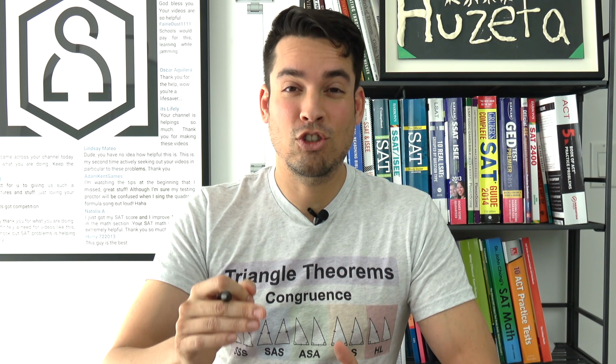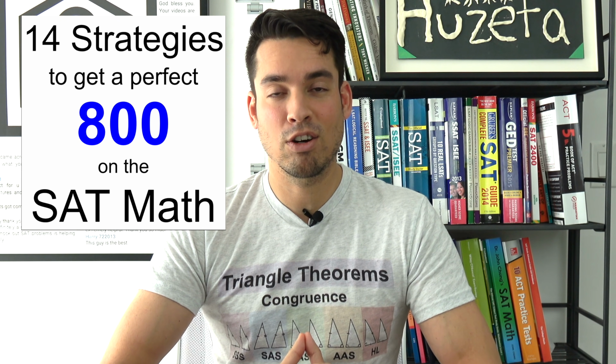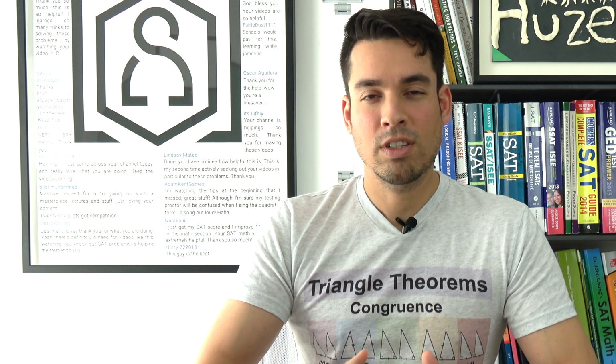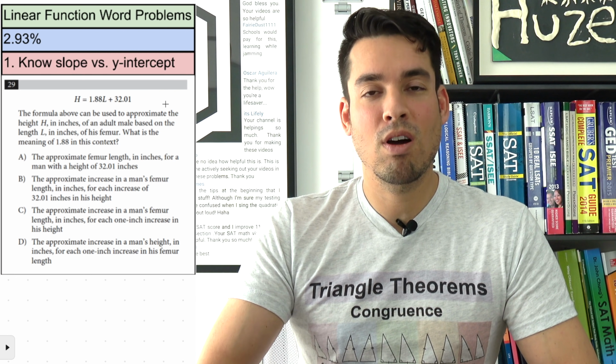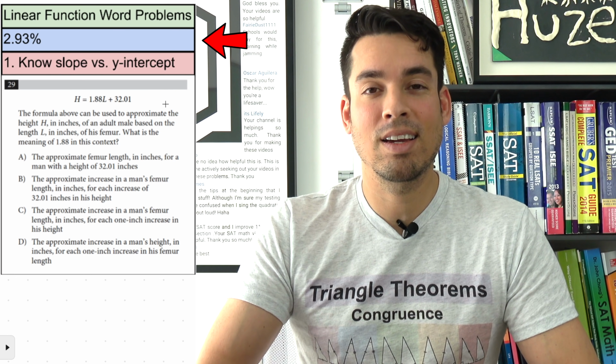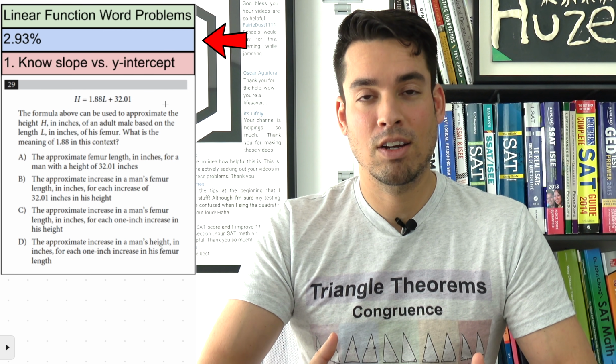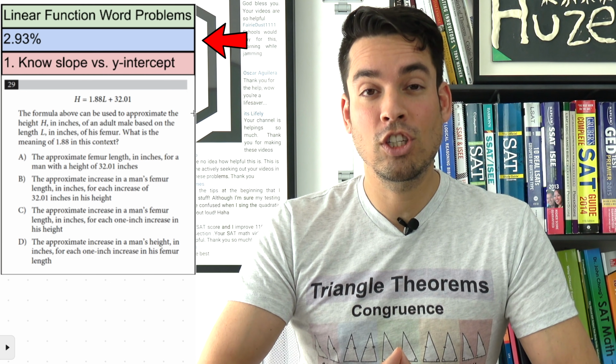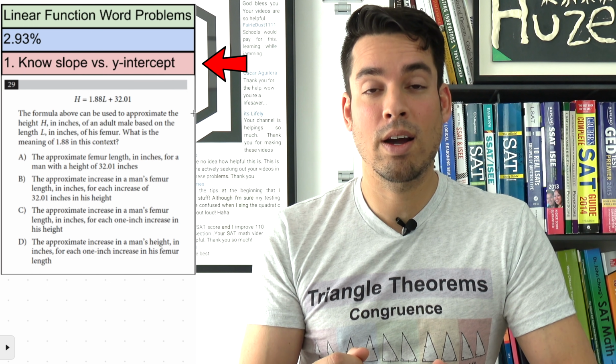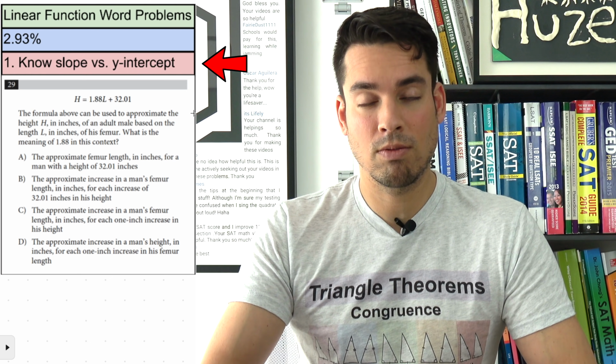Without further ado, let's jump in to the 14 strategies to help you nail a perfect 800 on the SAT Math. The first category is linear function word problems, which constitutes 2.93% of the entire exam. In this one, the strategy is know slope versus y-intercept, and I mean that on a conceptual level.